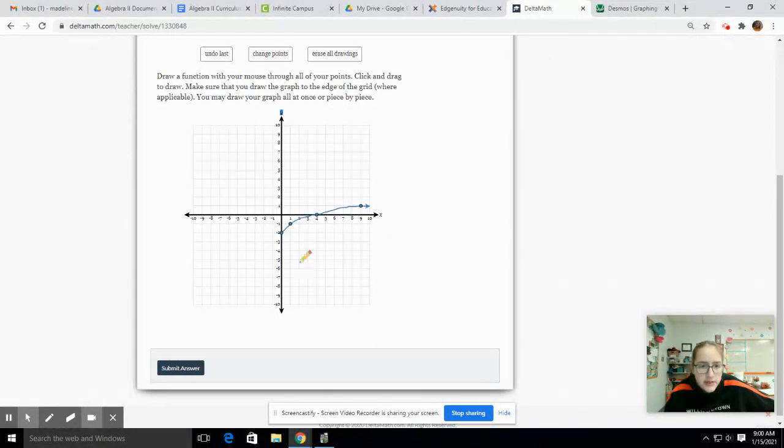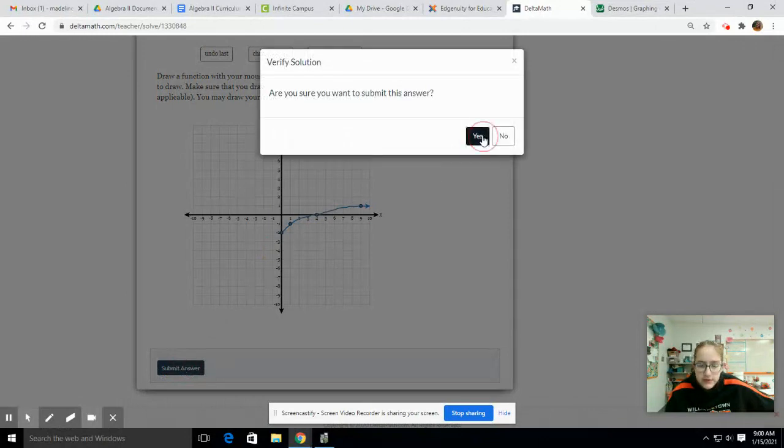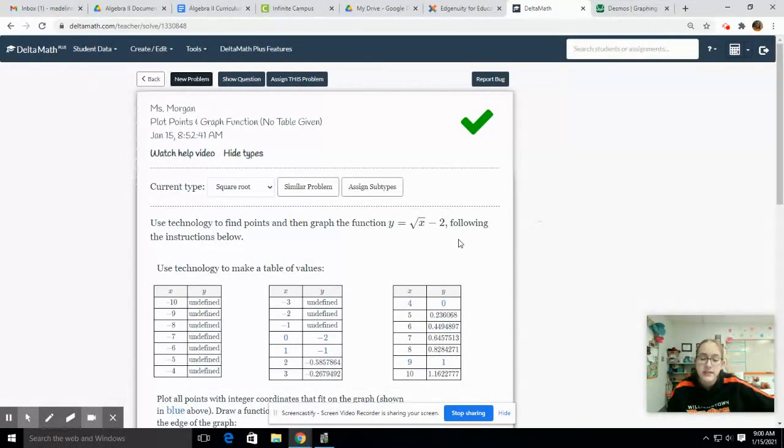And if I don't like what I drew, I can hit erase all drawings. So if my mouse slipped or something, and I actually went up here, I can just hit erase all drawings and try again. And then I'm going to hit submit answer. Do you want to submit? Yes. All right, it tells us that we got it right.